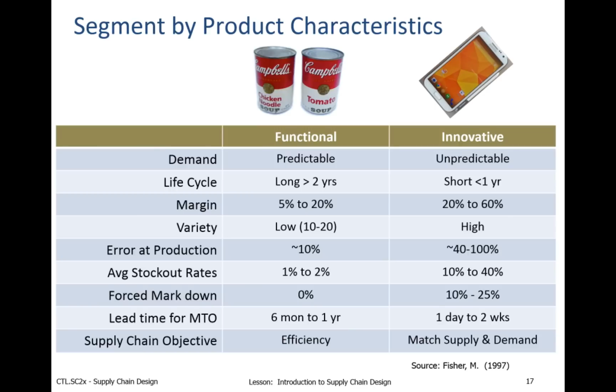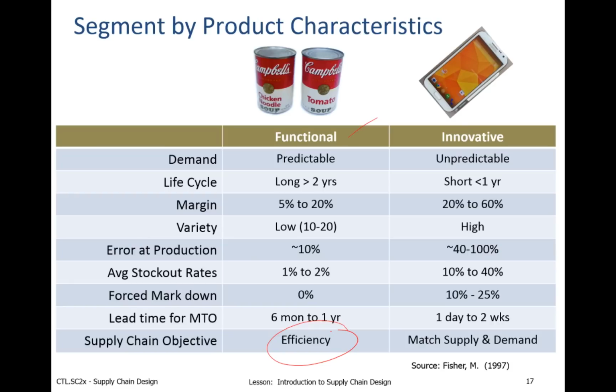And what Fisher did, he said, if you look at it, there's really two types of products that serve two types of markets. There are functional products, and these are things like soup, like the example that I have here, where it's predictable demand, long life cycle, the margins are okay, not that much variety, there's not that much stock out, and you have a fairly long lead time. And for these products, you want to drive down costs. You want to make them as efficient as possible.